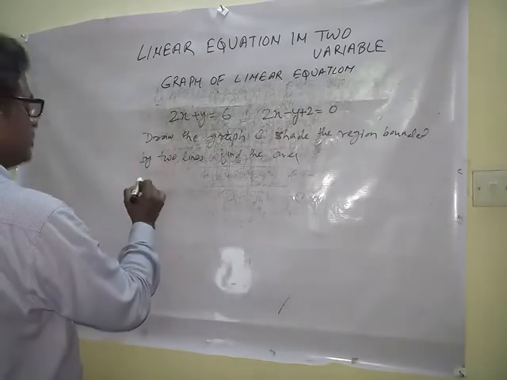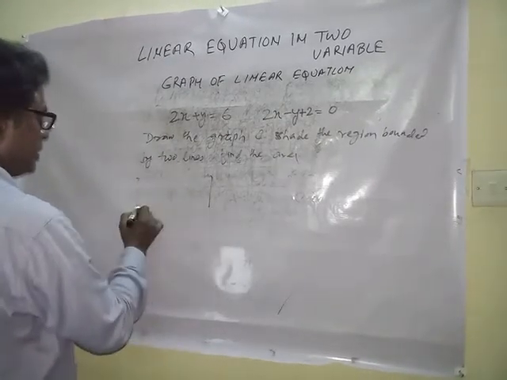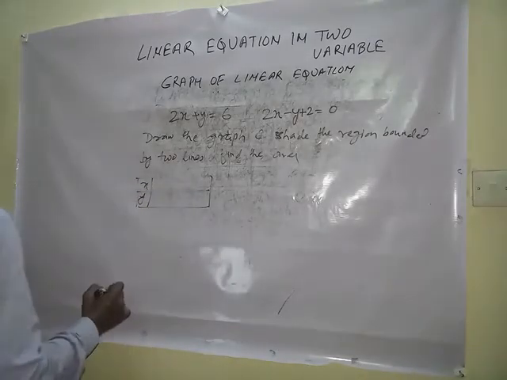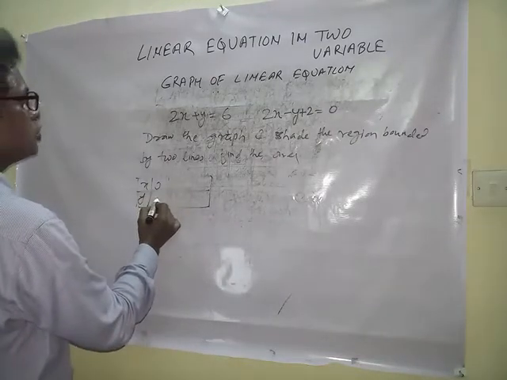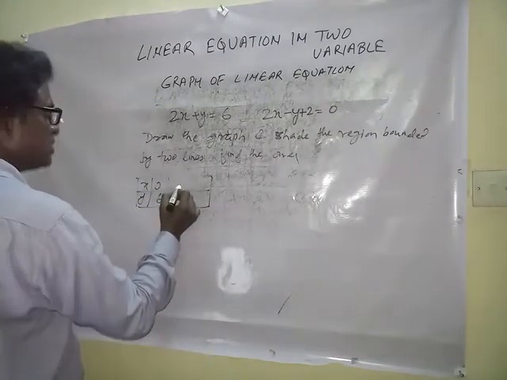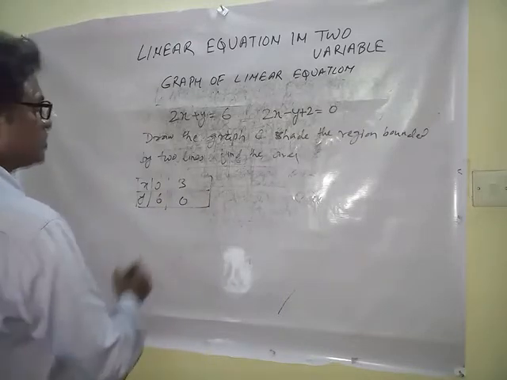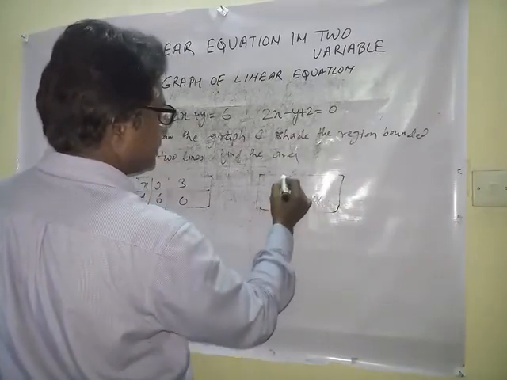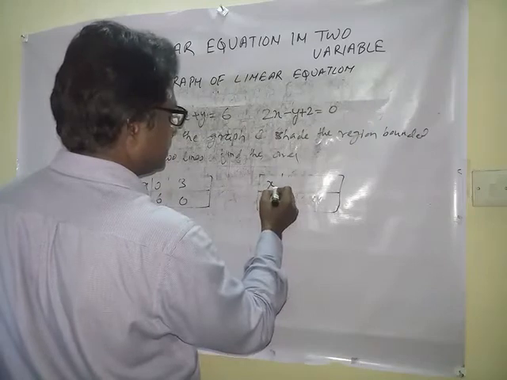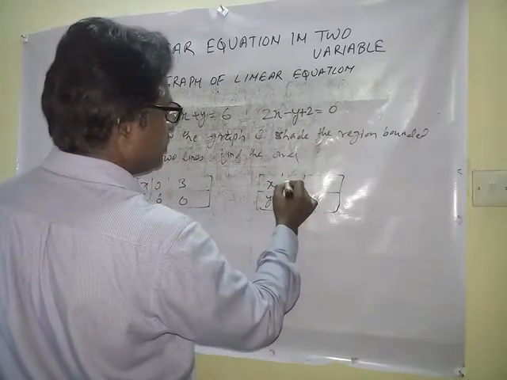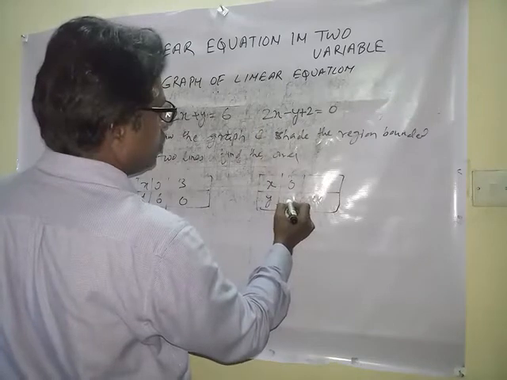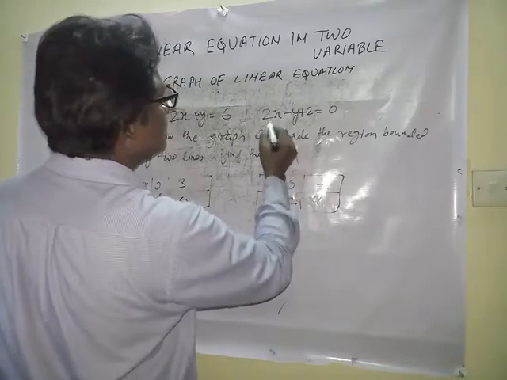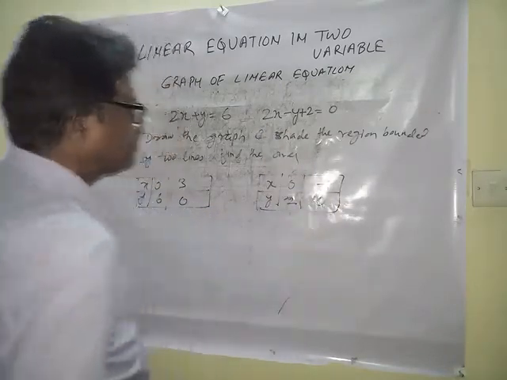So here for the first equation, you make a table of x and y. This is x and y. If you put x is equal to 0, y is equal to 6. If you put x is equal to 3, y is equal to 0. On the second equation, if you put x is equal to 0, y is equal to 2. If you put x is equal to -1, y is equal to 0.